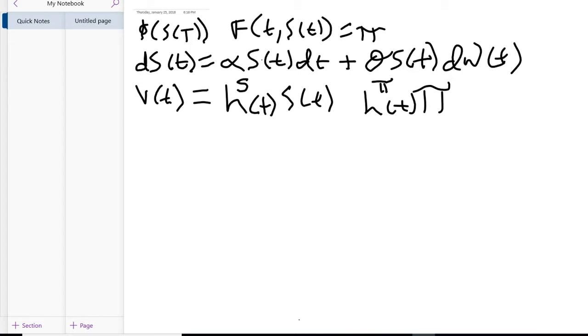So this is very simple. All it's telling you is that the value of your portfolio, a portfolio based on the underlying asset and the option pi, is just a sum of products of the number of units you have of each one times the value of said units. So think about this now in terms of the differential of this wealth process, dV_t.